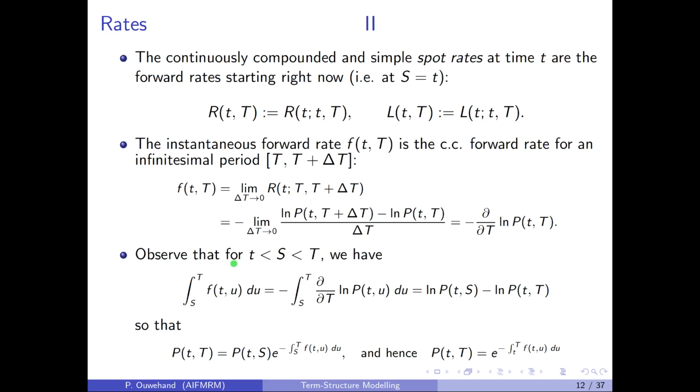Now observe that if t is less than S is less than T, then the integral of the forward rate is simply the integral of the derivative of the logarithm of the bond price, which by the fundamental theorem of calculus is just the logarithm of the bond price evaluated at the two limits of the integral. Rearranging, we get the following expressions for bond prices in terms of forward rates.